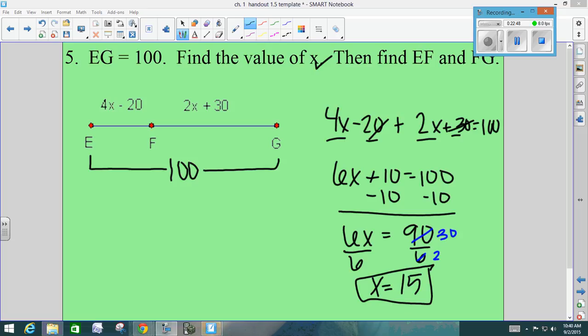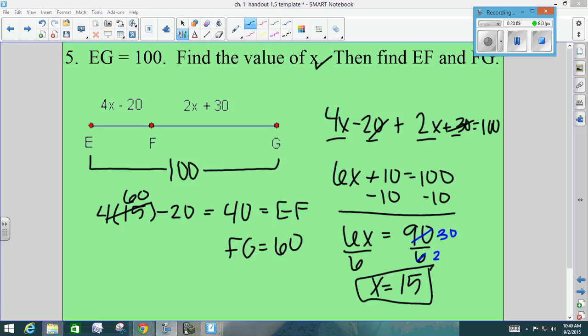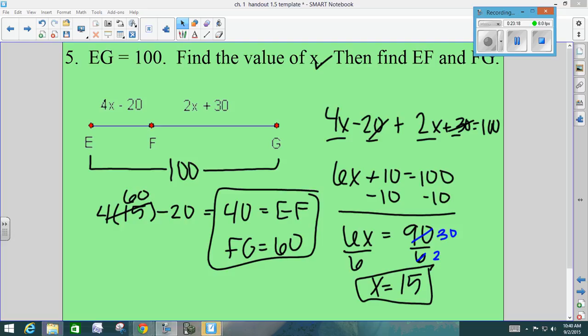All right, we still have to find the length of EF. How are we going to do that? Plug it in. 4 times 15 minus 20. What's 4 times 15? 60 minus 20. What does FG have to be then? You could plug it in, or since you know that this plus this has to be 100, and the left side is 40, wouldn't that make this have to be 60? Yes, all right. Good deal. Go ahead and do the next one on your own.